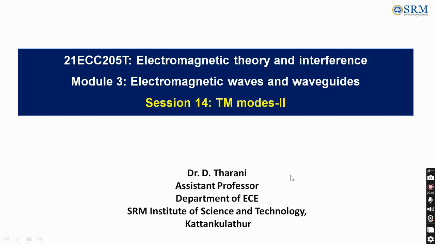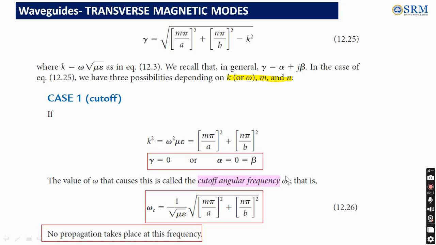In this session, we will continue our discussion about transverse magnetic mode. In the previous session, we saw the wave equations in TM mode. Now we are going to see three possibilities depending on the value of k or omega and the integers m and n, which are a part of this wave equation.